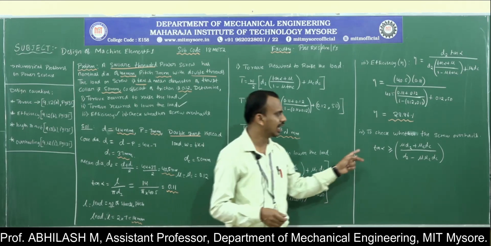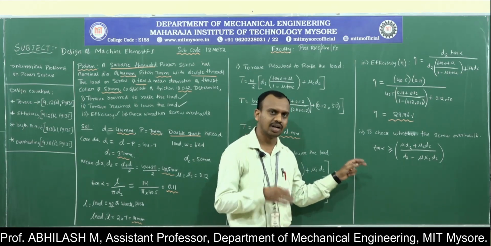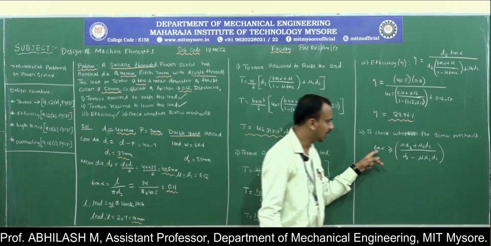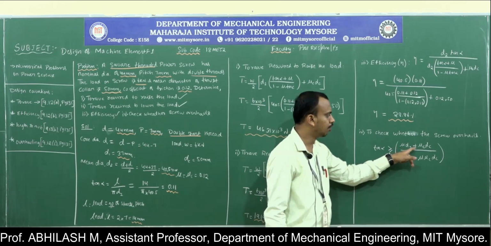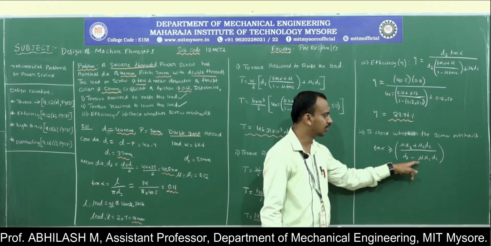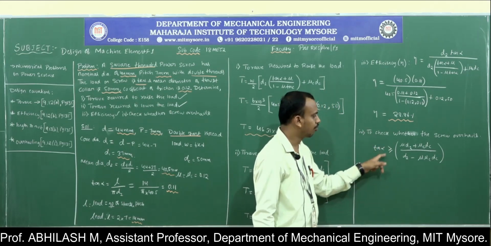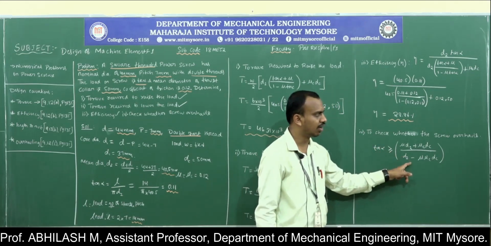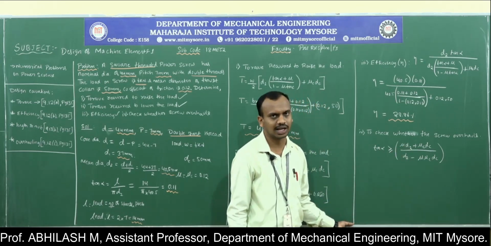That should not happen in any of the power screw. Let us check whether that condition exists or not. In order to check that, we have a ready equation available. The tan alpha should be greater than or equal to mu d2 plus mu c dc, divided by d2 minus mu c dc. If this tan alpha becomes lesser than this particular value, we are going to call it the overhauling condition.